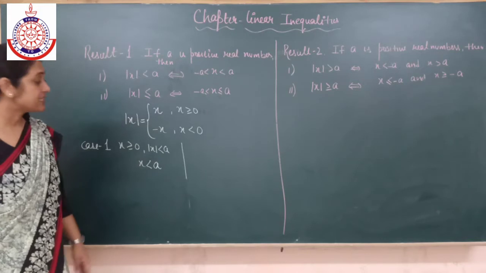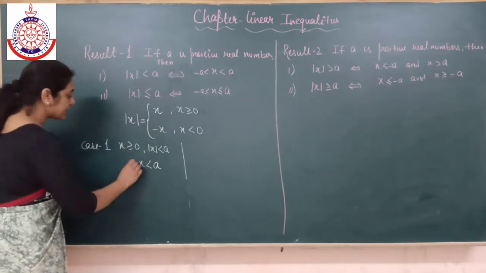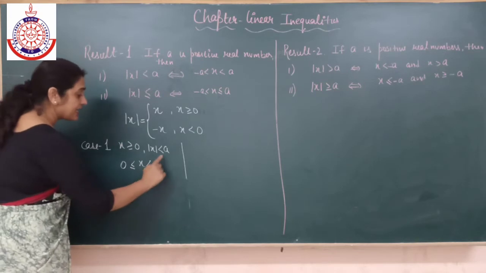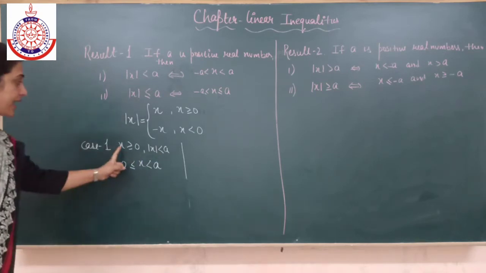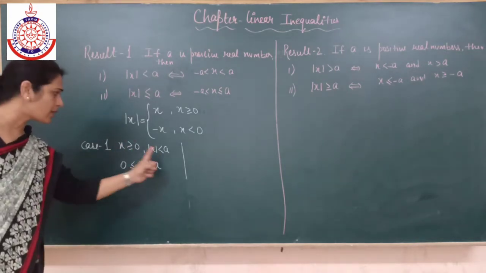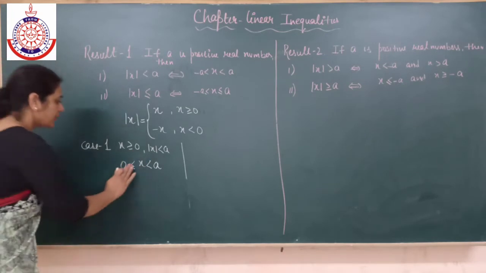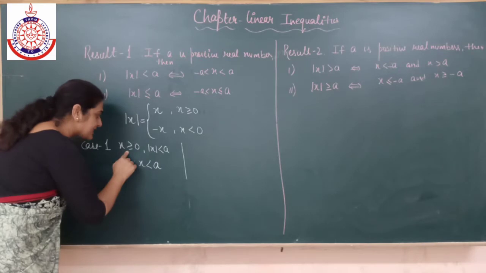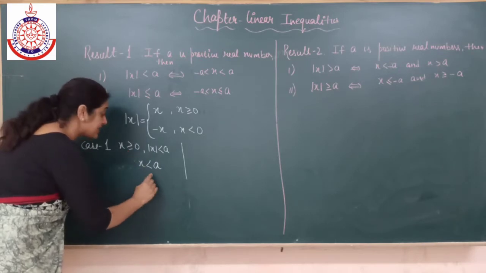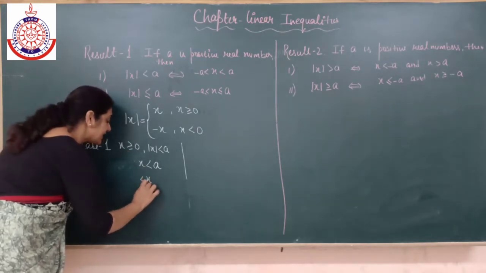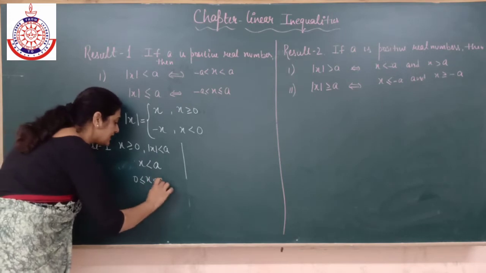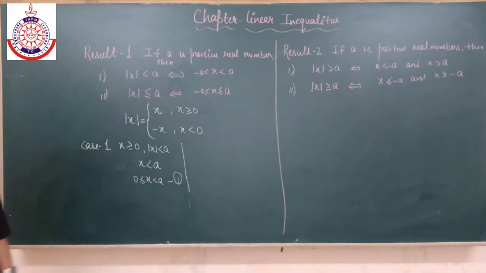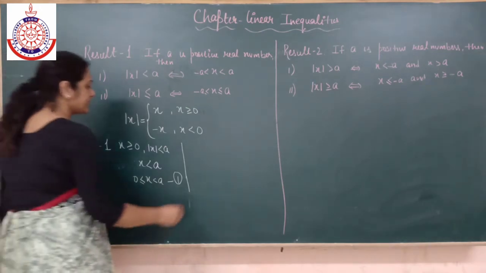x is less than a. That means x is greater than or equal to 0 and less than a. इस केस में आया क्योंकि x greater than equals to 0 था ही, हमने दोनों को combine कर दिया, and you can do it in the next step also. यहाँ से क्या आया? x less than a. अब x is greater than or equal to 0 and x is less than a. That means x is greater than or equal to 0 and less than a. This is my case 1. ठीक है? अब next करते हैं.